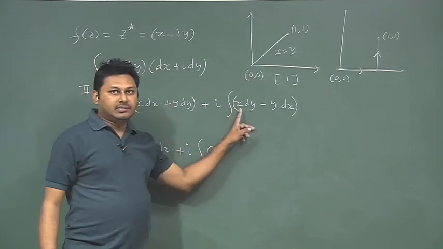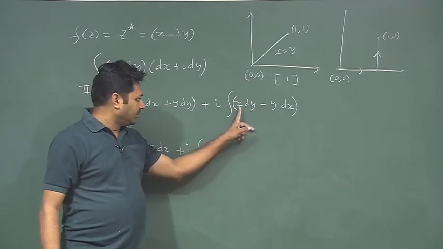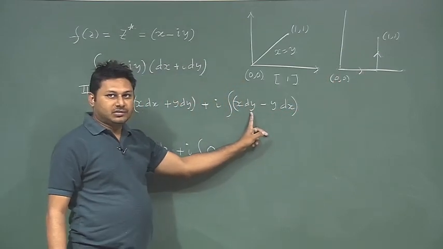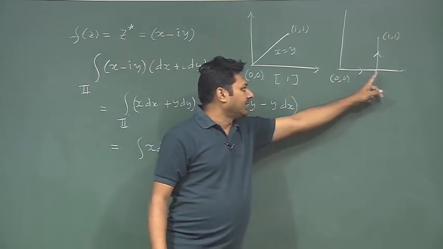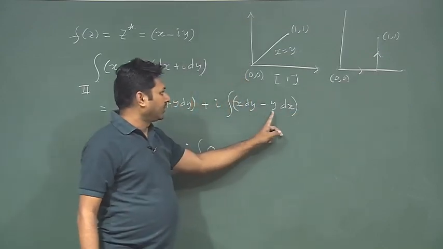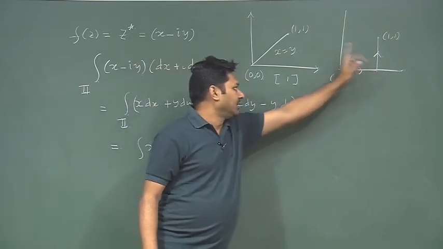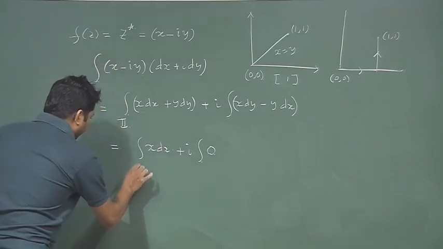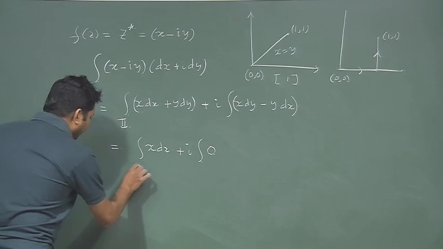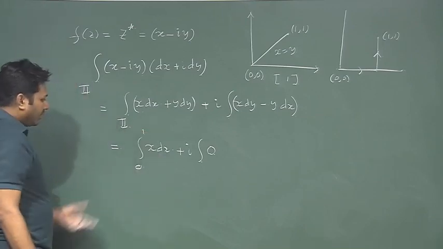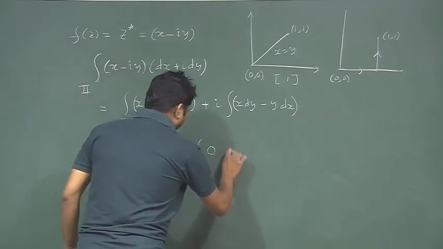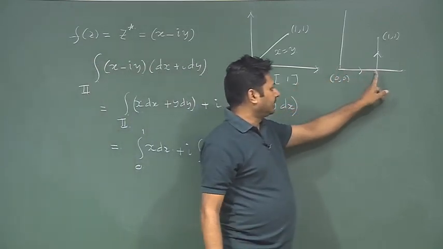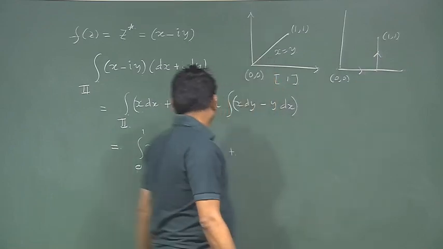x is changing from 0 to 0, but dy is something which is not changing. So, that is why I put dy is 0. Here y is 0, so I need to put it, and then the limit is, this is the first part, the limit is 0 to 1. What about the second path? The second portion of this path, this is the second portion of this path. So, what happened?